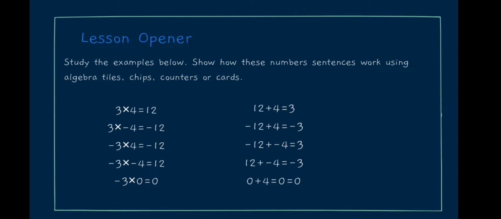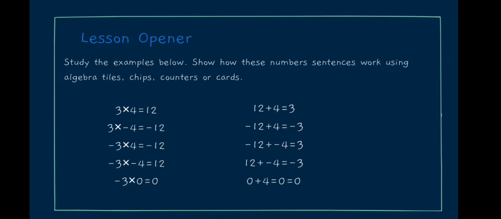Lesson opener. Study the example below. Show how these number sentences work using algebra tiles, chips, counters, or cards. 3 times 4 is equal to 12. 3 times negative 4 is equal to negative 12. Negative 3 times 4 is equal to negative 12. Negative 3 times negative 4 is equal to positive 12. Negative 3 times 0 is equal to 0.